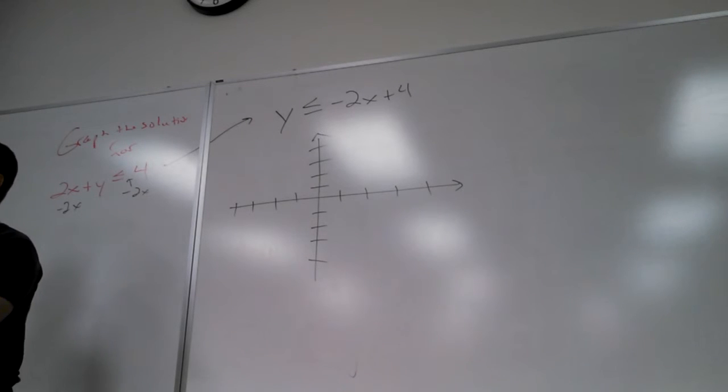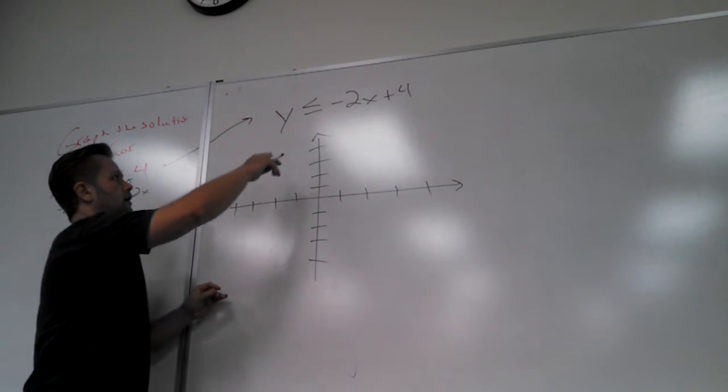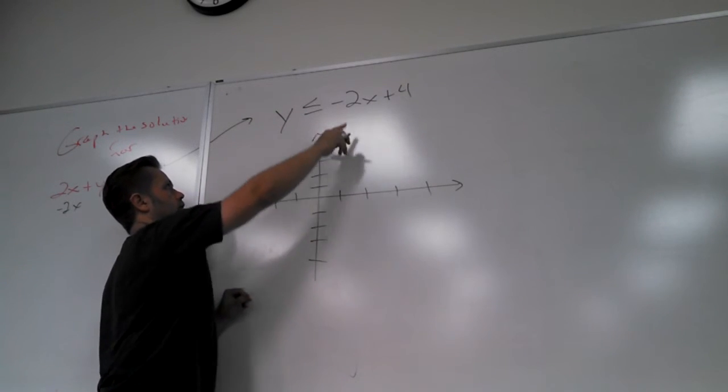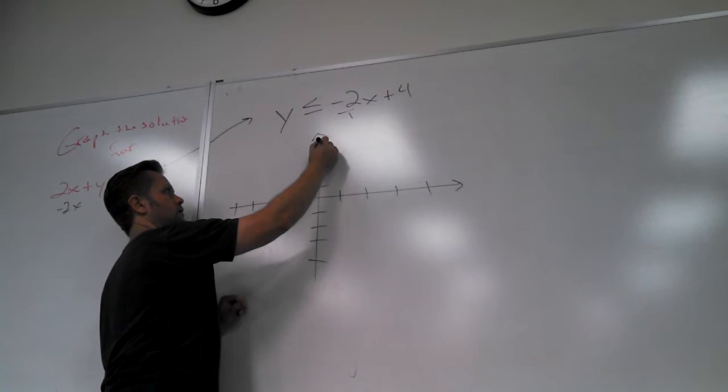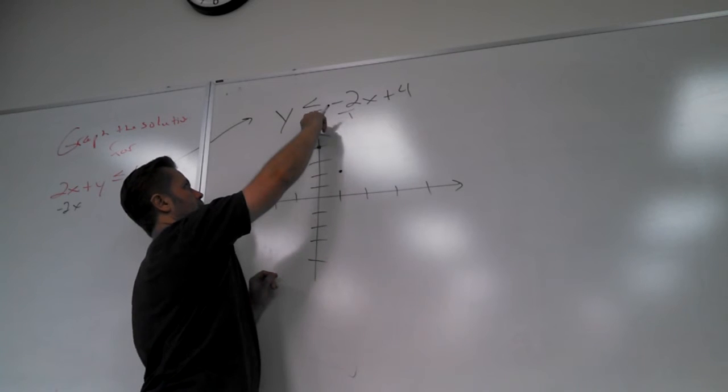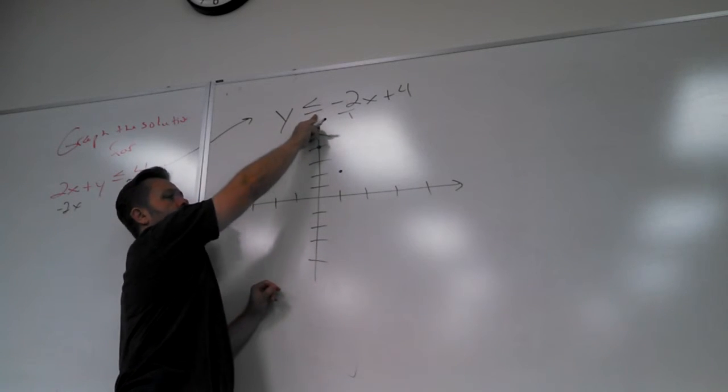All right, so let me catch it. This is a you got it or you don't moment. Where do I start? What's the y-intercept? 4. Cool, 0, 4. And then the slope tells me to go down 2 over 1. Good, not back 1. What kind of line is it going to be? Solid. So I like it.